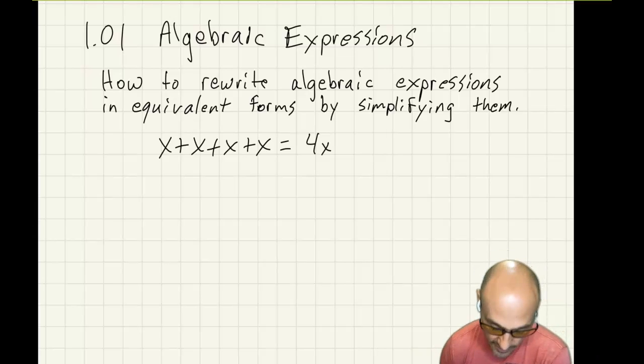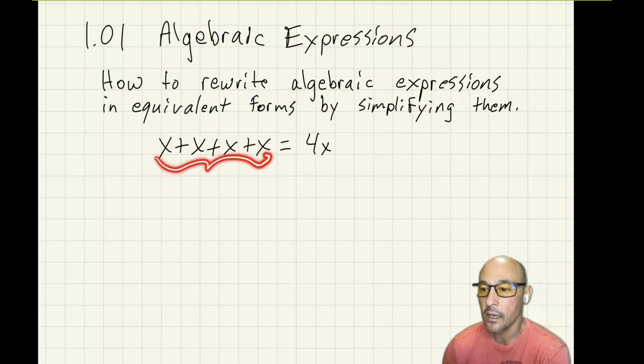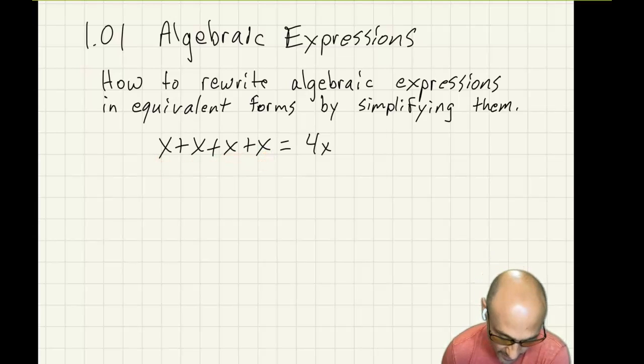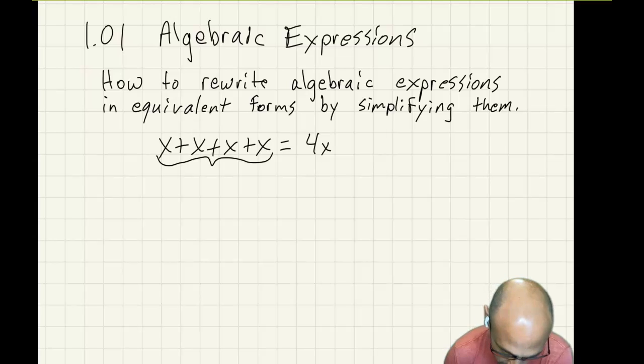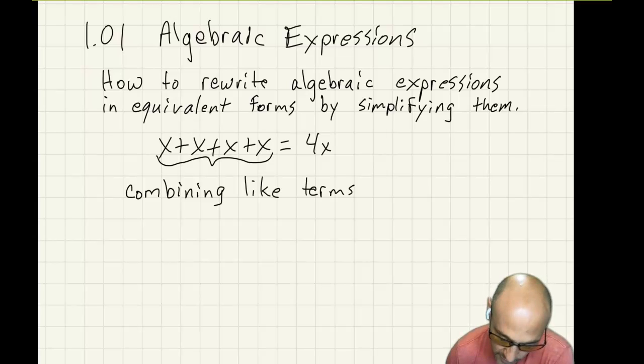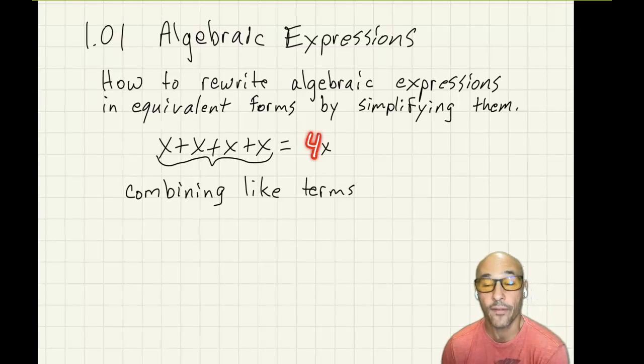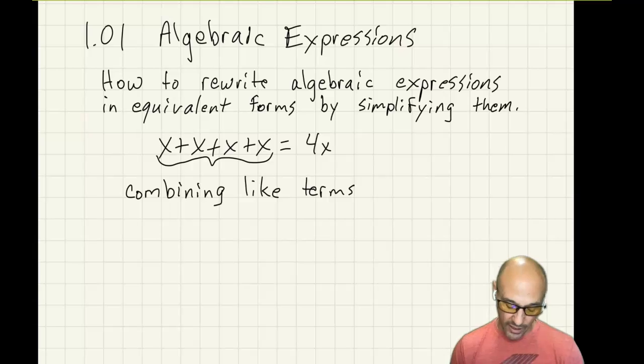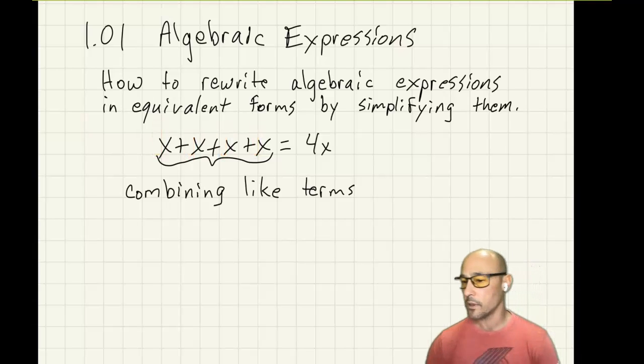And this right here is called combining like terms. So I'm going to put this on the right. Combining like terms. And if there's no number in front of a variable, like here we have the coefficient is 4, if there's not one listed, then it's 1. So this is saying 1x plus 1x plus 1x plus 1x. All right, so that's important too.